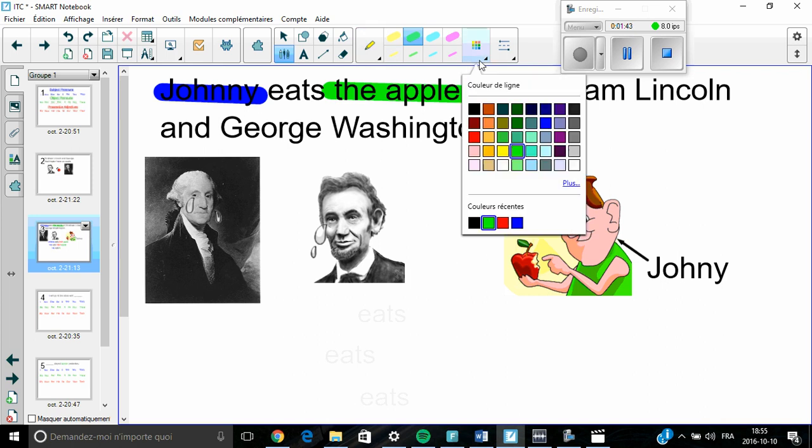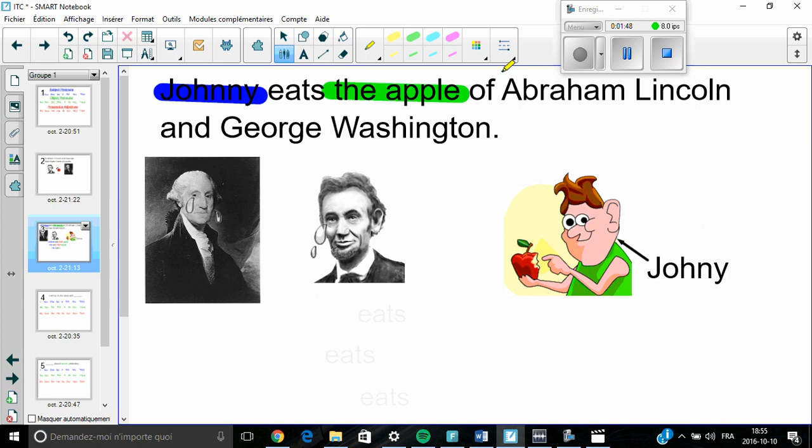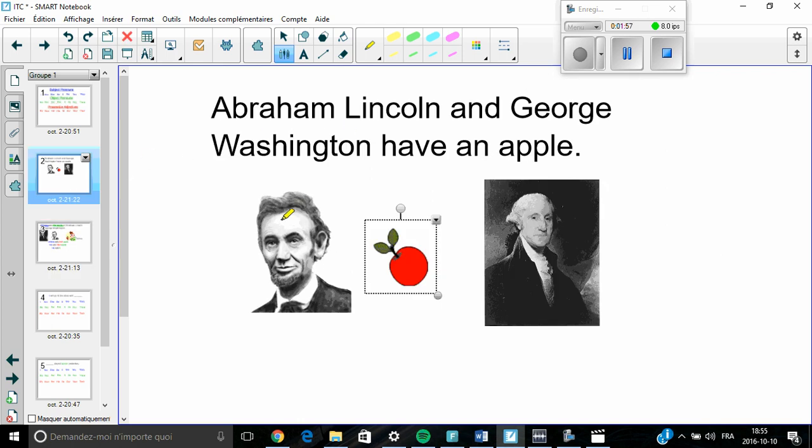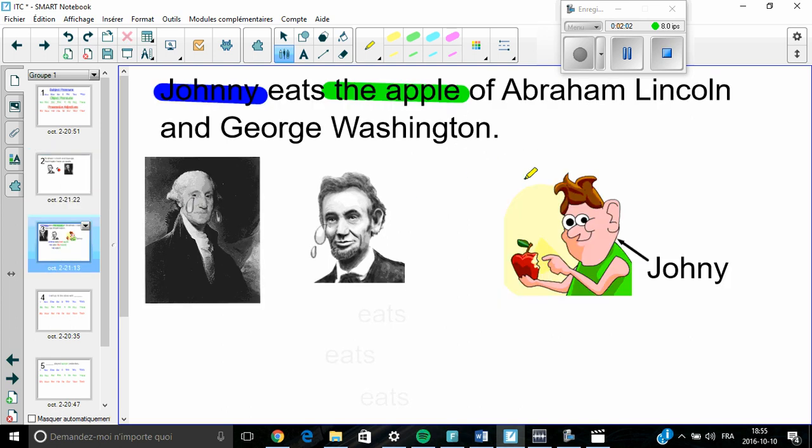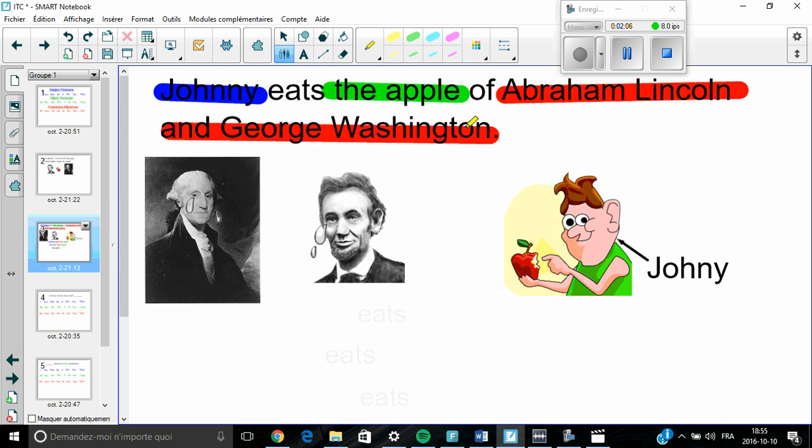And the last question is, who are the real owners of the apple? Who are the true possessors of the apple? If you remember correctly, it's George Washington and Abraham Lincoln, right? So Abraham Lincoln here and George Washington are the owners of the apple. But you see, it's a pretty long sentence. Johnny eats the apple of Abraham Lincoln and George Washington.